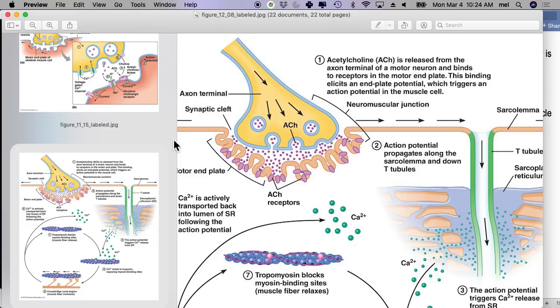What is this region called? That's called the motor end plate. Okay, keep that in mind because we're going to play with that a little bit today. So that's called the motor end plate.